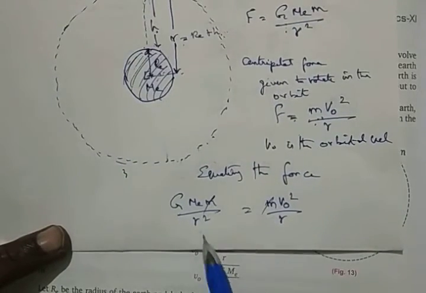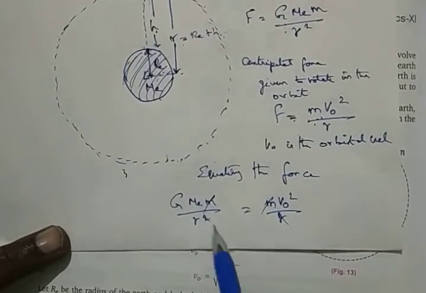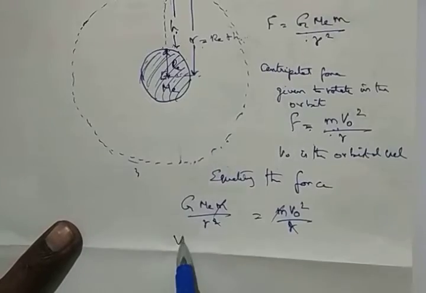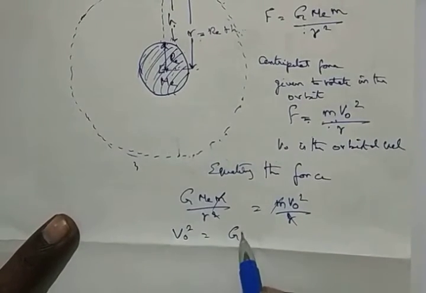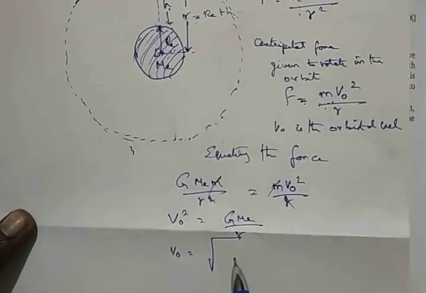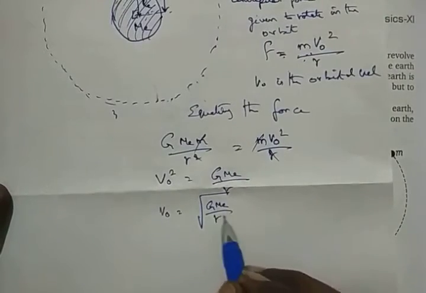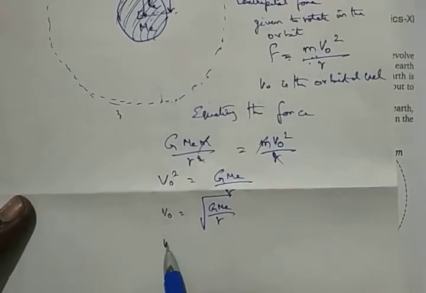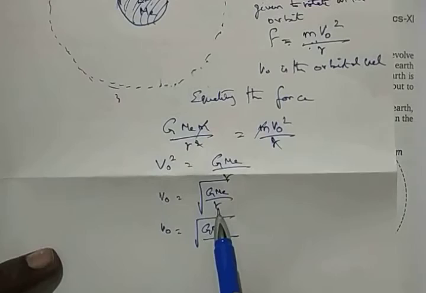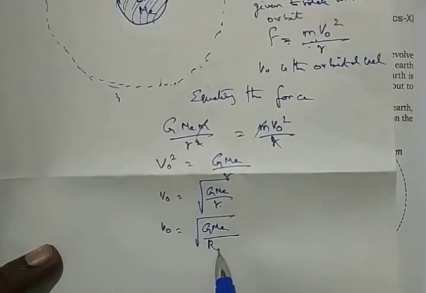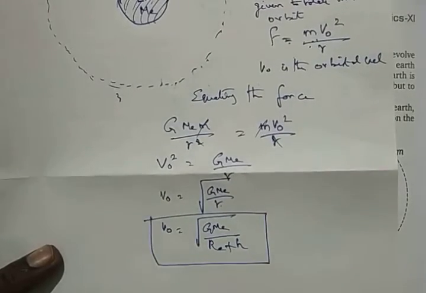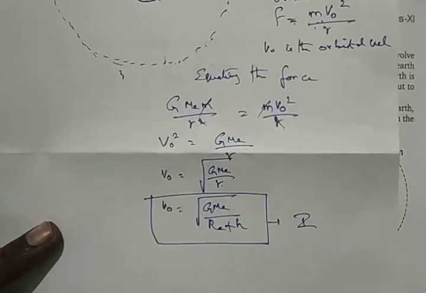Now, some of the things can get cancelled out. m and r square also get cancelled. So you get v naught square equal to G M_E upon r. So v naught is equal to under root of G M_E upon r, where r is R_E plus height. So this is a very, very important conclusion. You can say this is equation number 1.